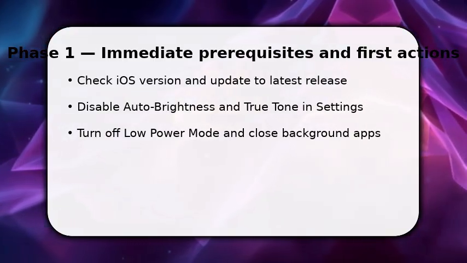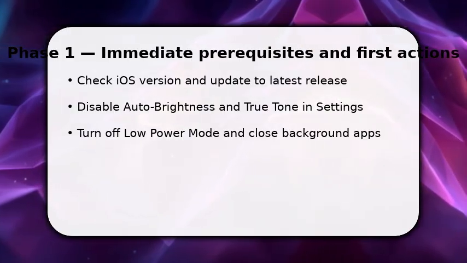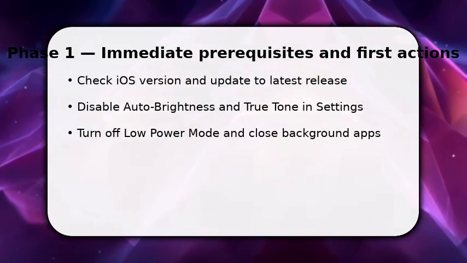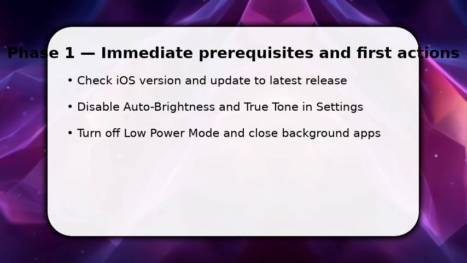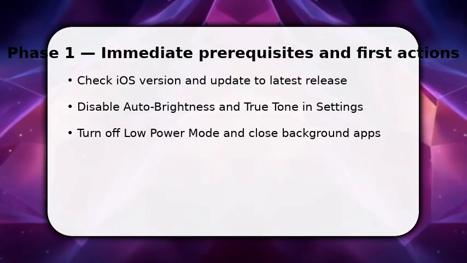Make sure unnecessary background apps are closed and background app refresh is limited. This reduces heat and allows sustained peak brightness. Finally, remove any dark screen filters or cases that obscure light, and proceed to the next configuration steps.